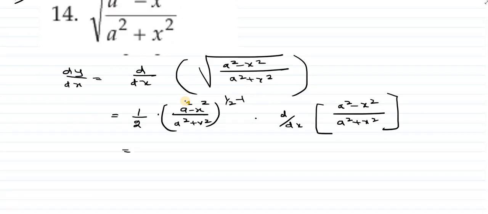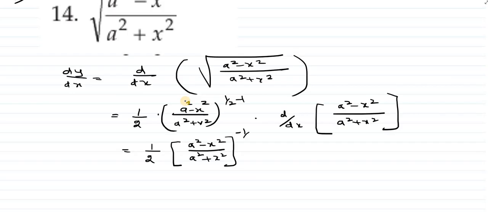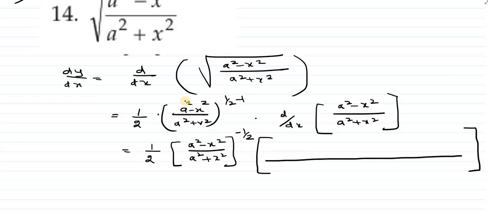Now, what is it? 1 by 2 a square minus x square divided by a square plus x square to the power minus half. This I have to differentiate. So when you do it, you have to be very clear. Don't copy, you do it by yourself. Quotient rule we have to apply. When I apply quotient rule in the beginning, you better write what is u, what is v.